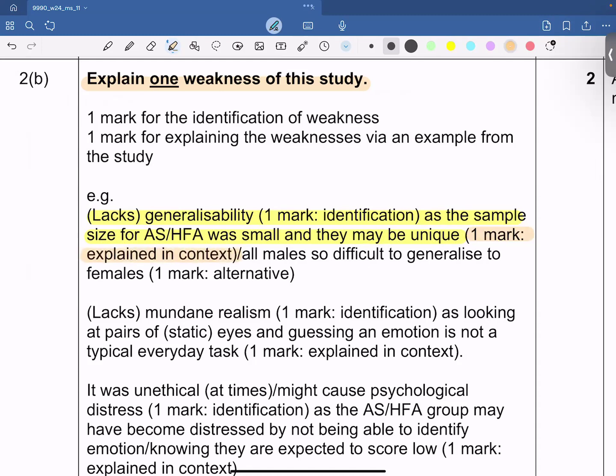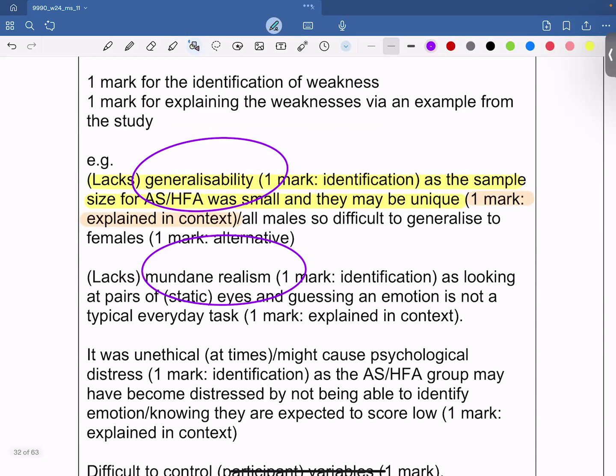All males, they were all males. Remember the participants in group number 1, they were all males. So it is difficult to generalize the findings to females as well. Now, you could write a weakness in terms of generalizability. You could write a weakness in terms of mundane realism. You could write a weakness in terms of the research not being able to follow the ethical guidelines properly.